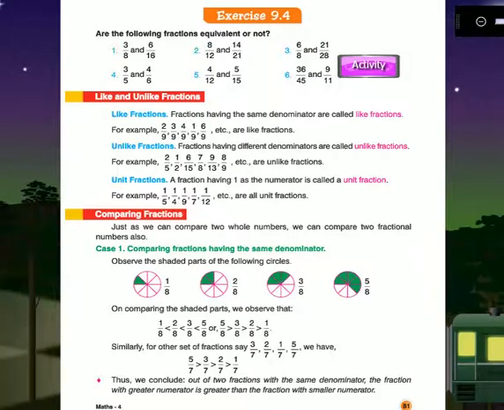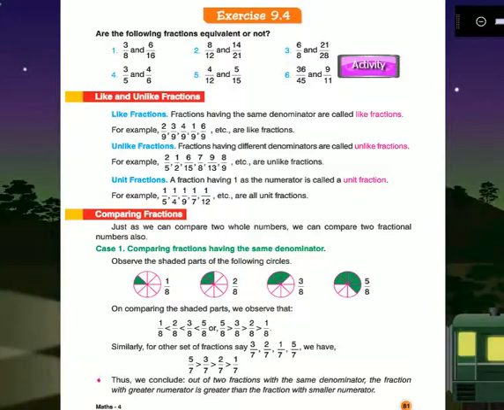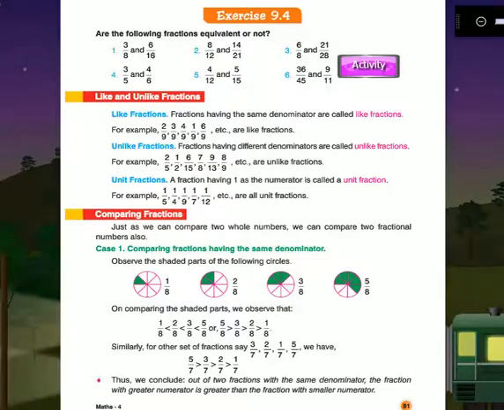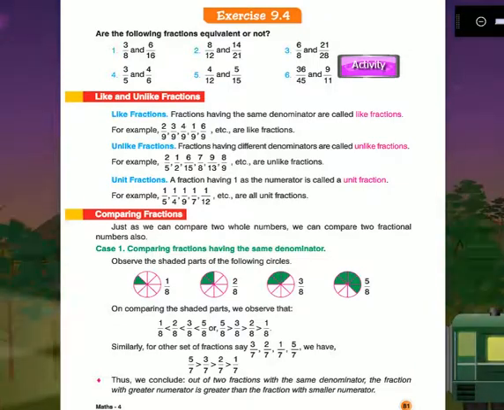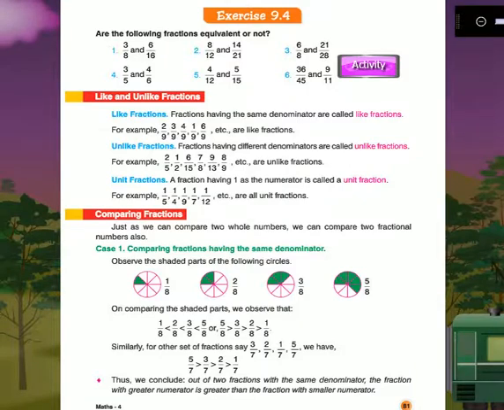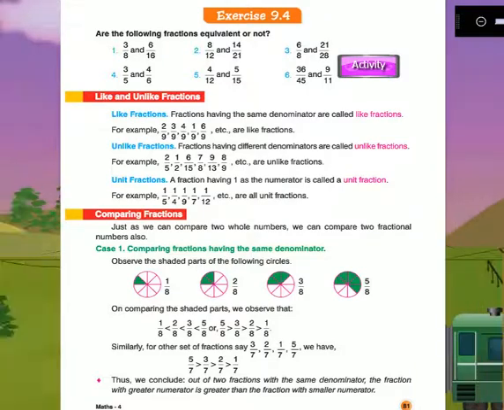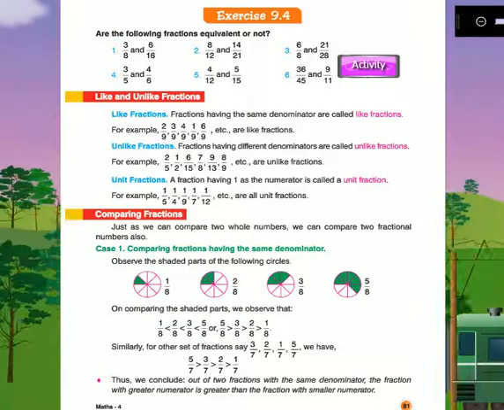Unlike fractions. Fractions having different denominators are called unlike fractions. For example, 2 by 5, 1 by 2, 6 by 15, 7 by 8, 9 by 13, 8 by 9, etc. are unlike fractions.